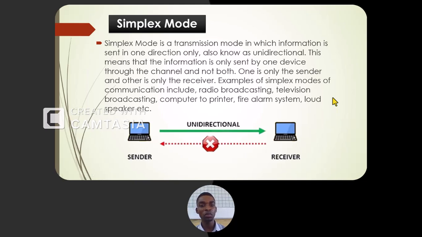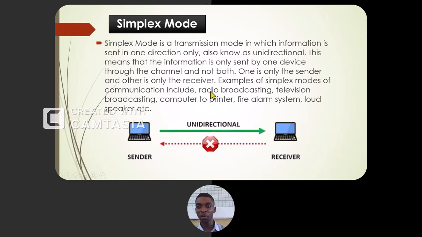In this mode, transmission is made, or information is sent, in one direction only, which is also known as unidirectional. This means that the information is sent by one device through the channel and not both. Looking at the diagram, you will see one device being the sender and the other being the receiver. This is the channel through which information is sent, but not this way. So you could say the other way is terminated.